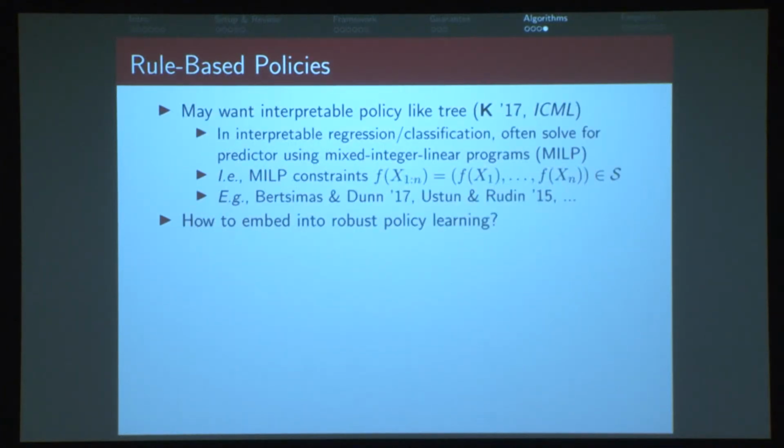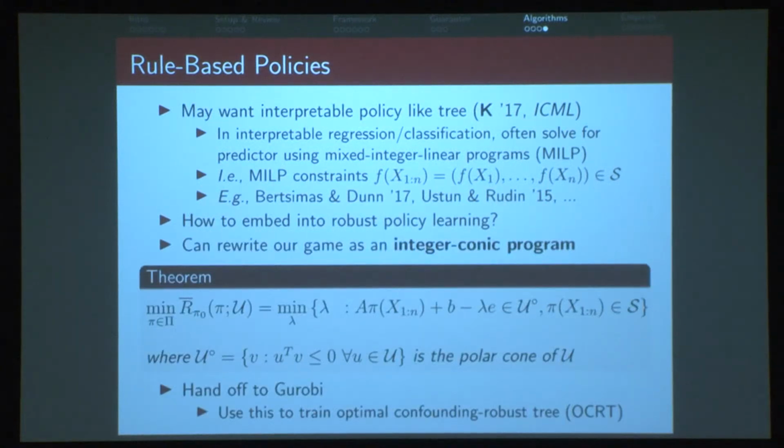We might also want an interpretable model, like a tree, like in the case that I was talking about before. Well, in interpretable regression classification, the approach is usually, let's model this as some MILP and optimize it, right? Like in optimal trees or in optimal decision rules. So we have some classifier, and the way we optimize it was we just restrict the values that the classifier can take on the training data to be in some set, and we formulate that as some MILP. So we can embed this into policy learning as well, into our objective, using the following reformulation of the problem. We just hand it off to Gurobi. So in the empirics, I'm going to use this to train what I'm going to call the optimal confounding-robust tree.